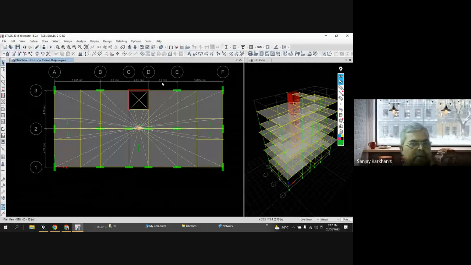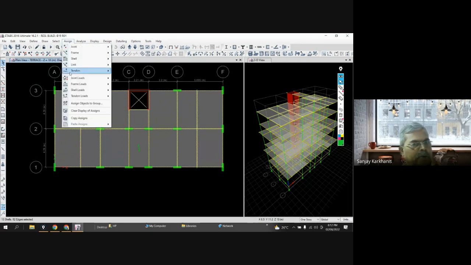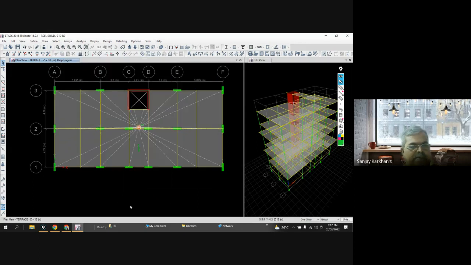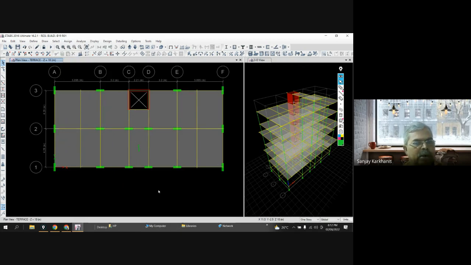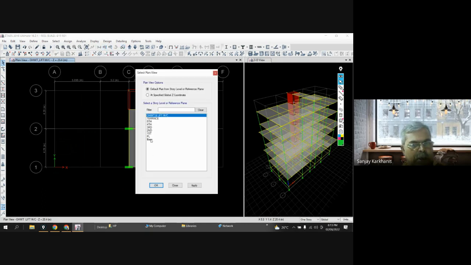Go to assign, shell, diaphragm, E1. Okay. Then you can go to assign, clear display of assign, and if you go up, now you are not applying earthquake to this, so you may delete it. So what about the plane?